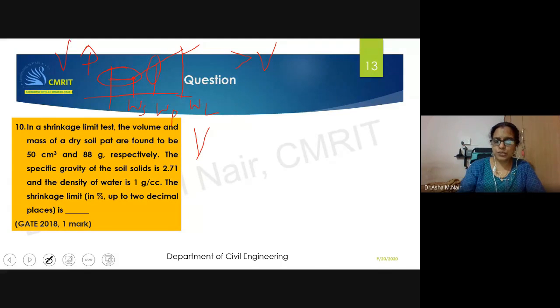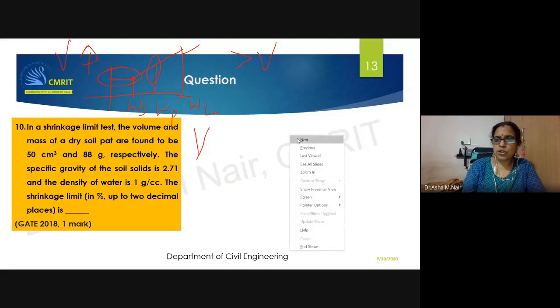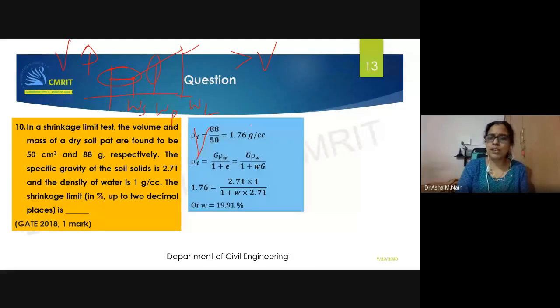So how do you do this? First, you have to find the dry density. You are given the dry soil pat mass and also the volume. So what will be rho D? Rho D will be equal to 88 by 50, which is nothing but 1.76 gram per cc.